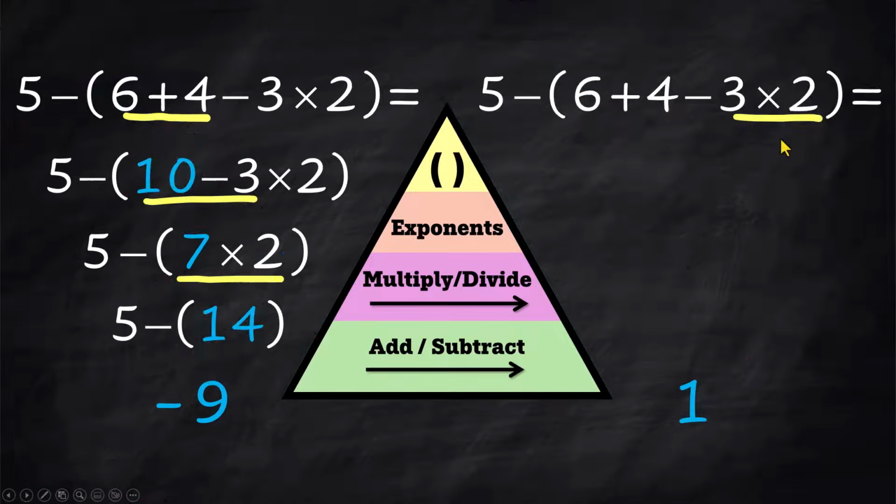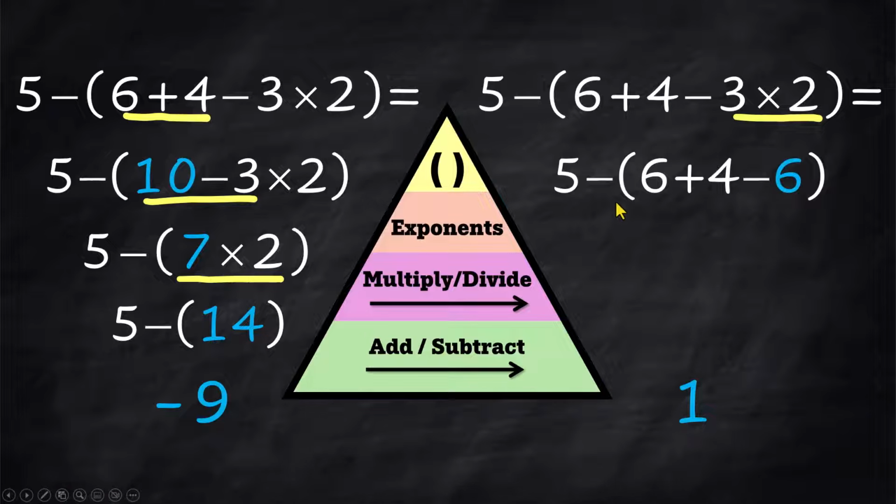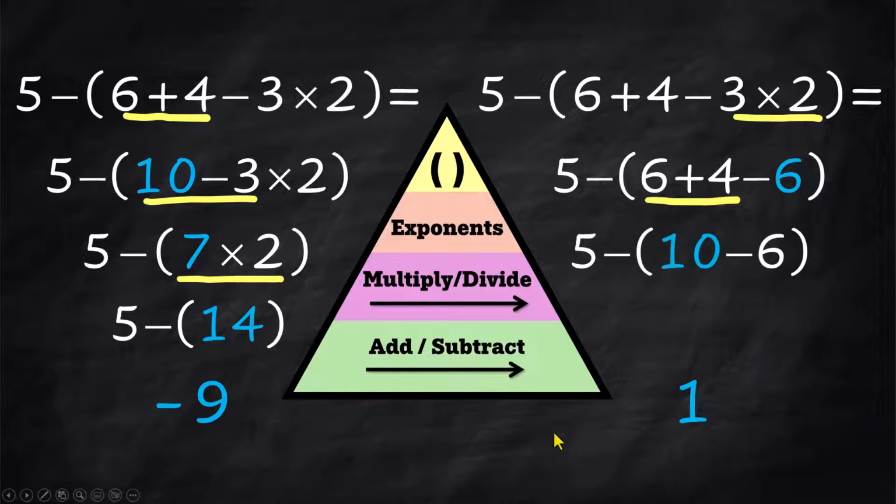Start with the 3 times 2. We're going to get 5 minus 6 plus 4 minus 6. Now do the 6 plus 4. We're going to get 5 minus the quantity 10 minus 6. 10 minus 6 is 4. And 5 minus 4 is 1.